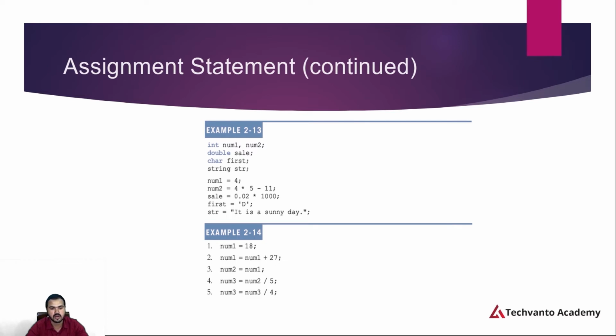And then after that we assign the values to the variables. num1 = 4, num2 = 4 * 5 - 11. This is how we assign values in these statements. From this PPT example, you get to know how it works.